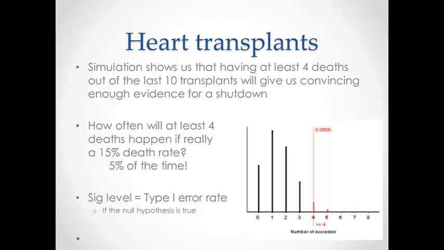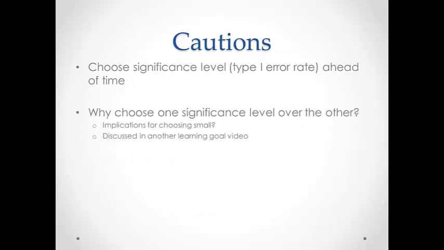What this leads us to is the following. The significance level is the type 1 error rate if the null hypothesis is true. In other words, if you use a significance level of 5%, what you are saying is, if the null hypothesis is true, I will make mistakes, drawing incorrect conclusions, type 1 errors, 5% of the time.